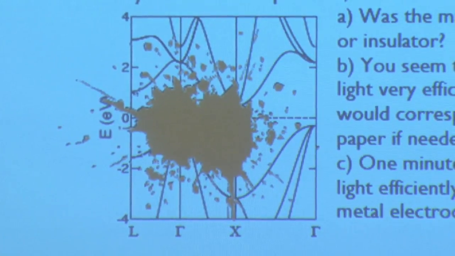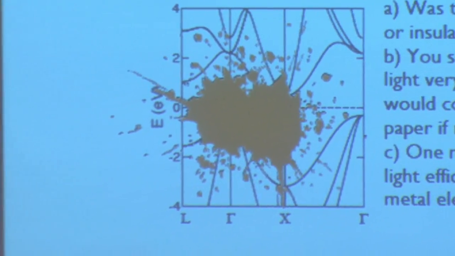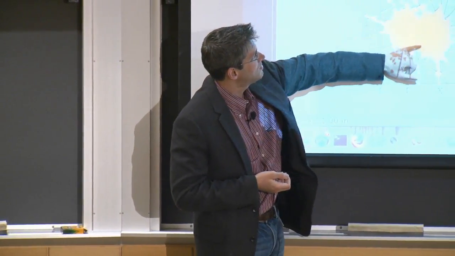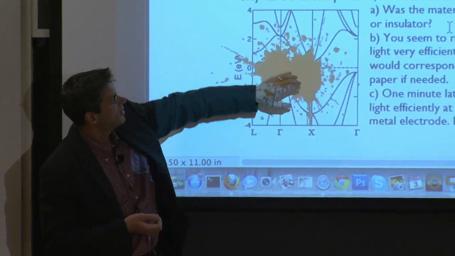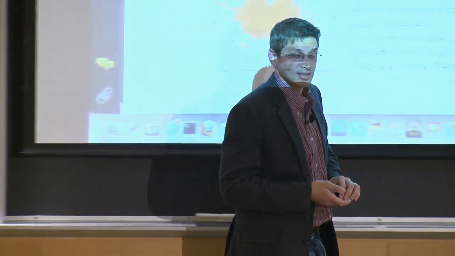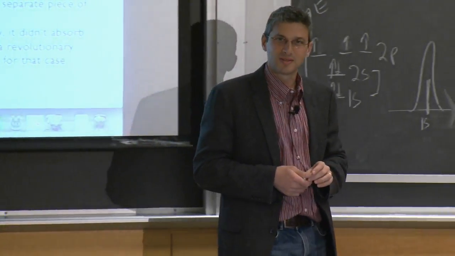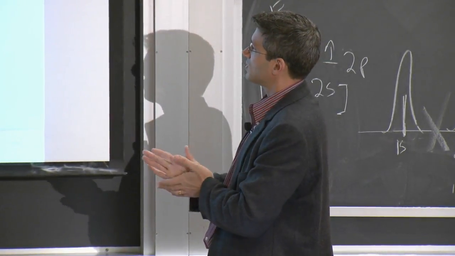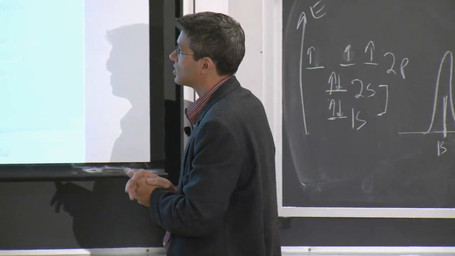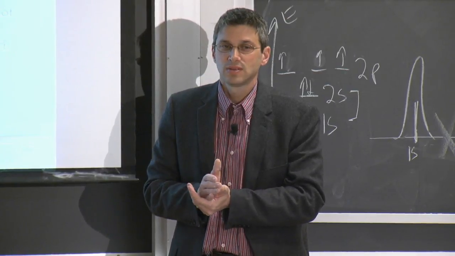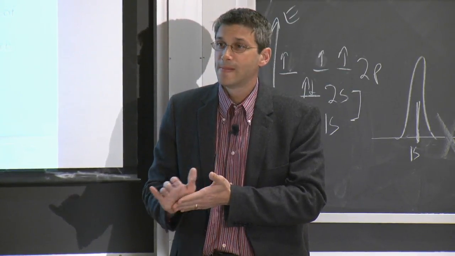Now, there is one thing you know it's not. There's one of those three you know it's not. Not an insulator. Why not? Because you can make out at least that much, that these bands are about an eV or two apart. They may be closer, they may overlap, but it's not going to be an insulator, right? But you can't tell. This is a little bit of a tricky question. You seem to remember that the material would absorb light very efficiently. Reconstruct the band structure plot that would correspond to such a material. What are you supposed to do here?